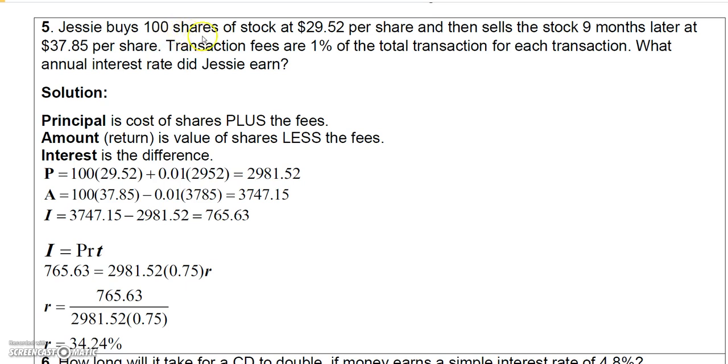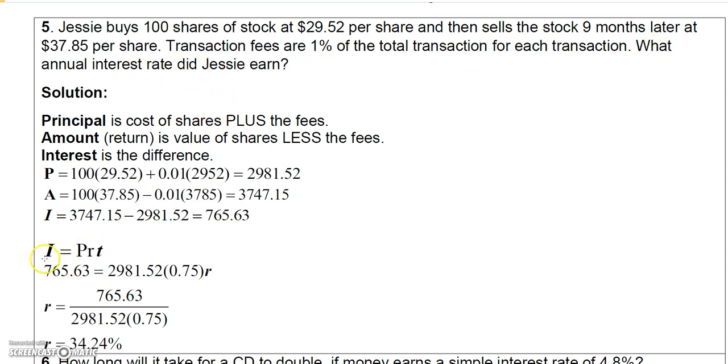Jesse buys 100 shares of stock at $29.52 per share. Then 9 months later, he sells the stock for $37.85 per share. The transaction fees are 1% of the total transaction for each transaction. And then the question is, what annual interest rate did Jesse earn?